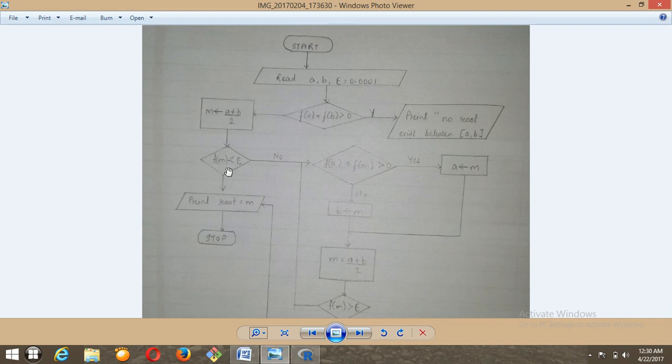And this m is checked whether this is the required root. If it is not so, then a new interval is obtained by some logical comparisons. Say f of a into f of m is greater than 0. If it happens so, then a becomes m, and if it doesn't happen so, then b becomes m. Then a new interval is obtained. Again this interval is bisected and it is checked for the root. This iteration goes on until the root is obtained. If f of m becomes 0, then this is the required root and the root will be printed.